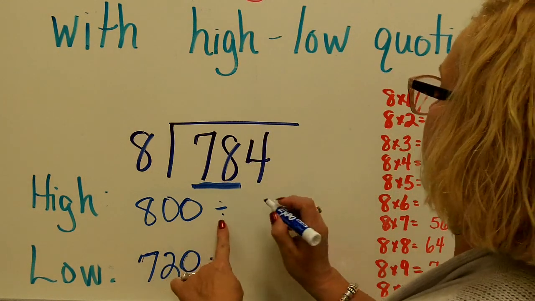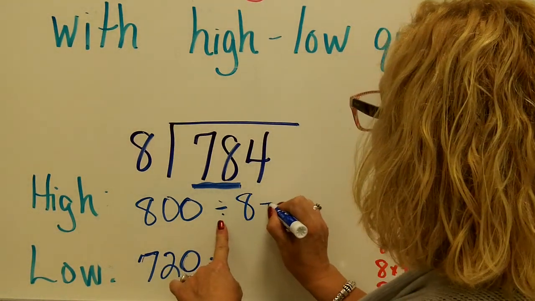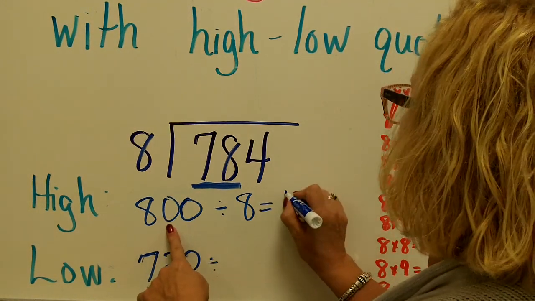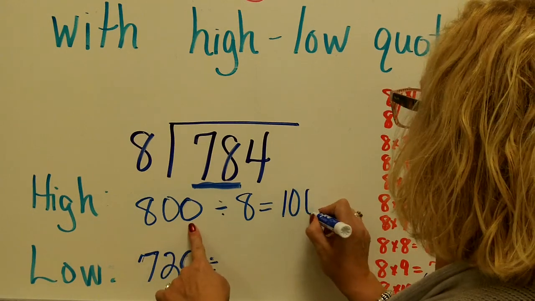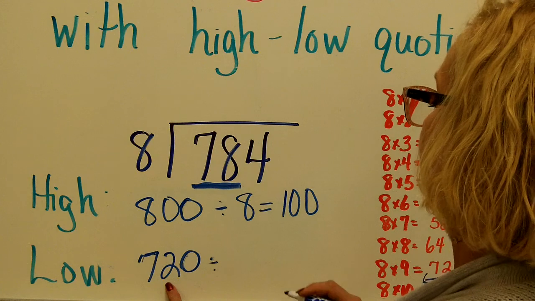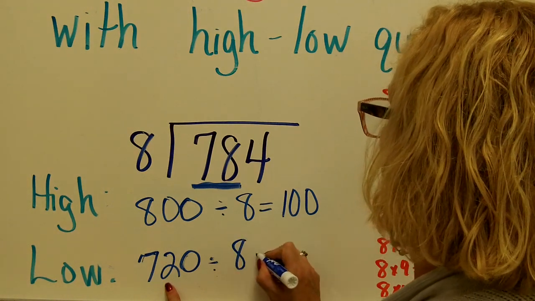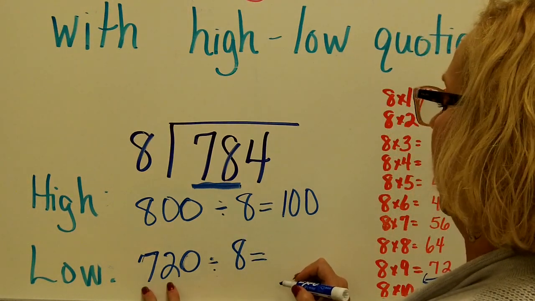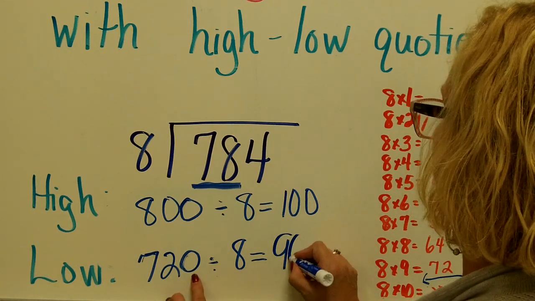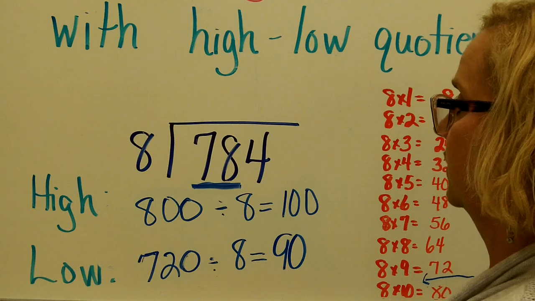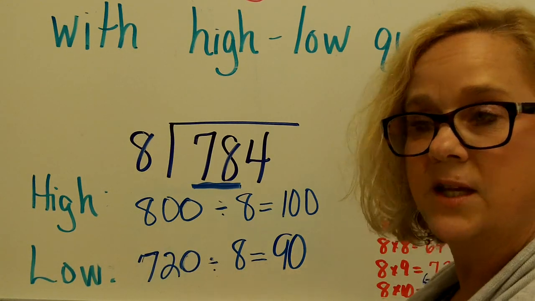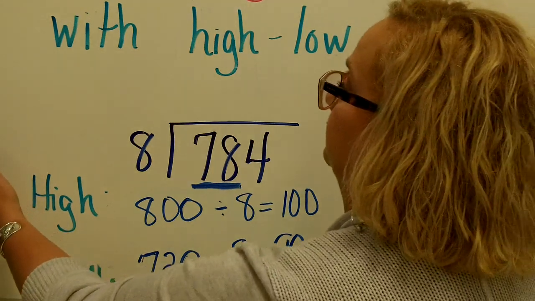So I have 800 divided by 8, and I know that 8 will go into 80 10 times, and then I use my other 0 because I'm working with powers of 10. Now I have 720 divided by 8, and I know that 8 will go into 72 9 times, and then I'm going to add my 0 here. So this is my high estimate, this is my low estimate. Let's practice on another problem.